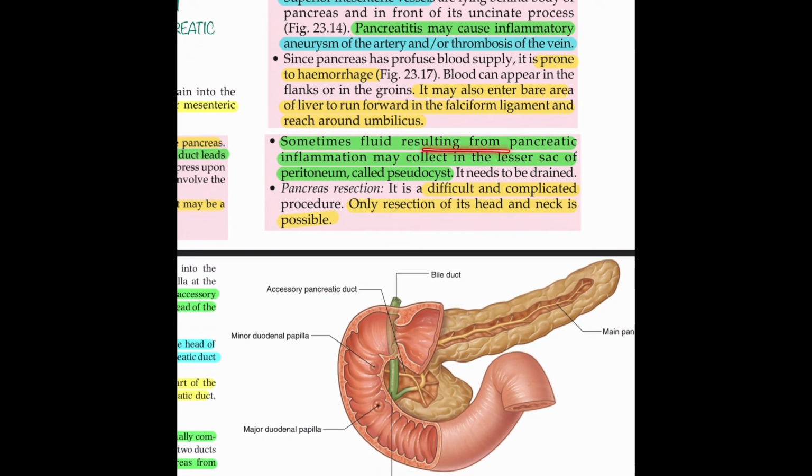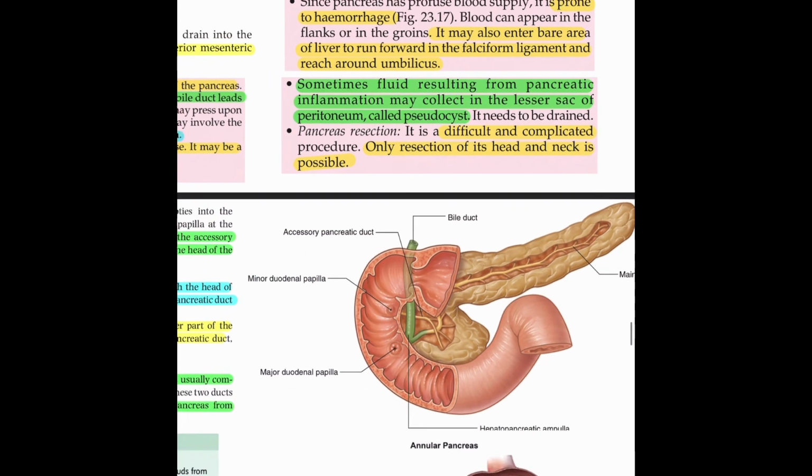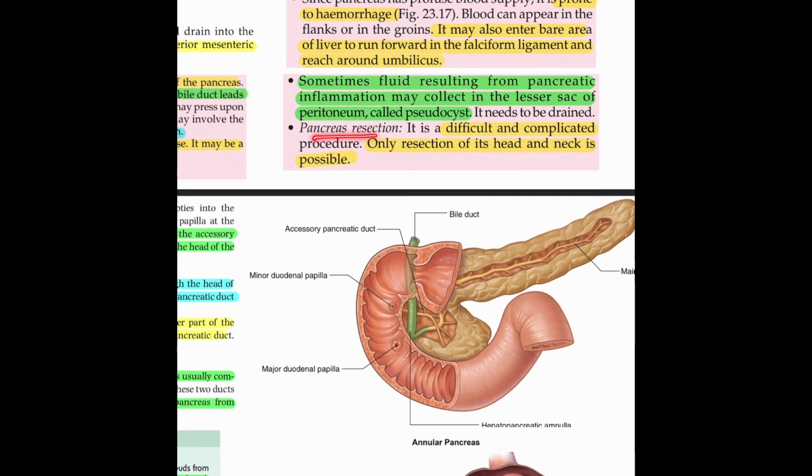Sometimes the fluid resulting from pancreatic inflammation may collect in the lesser sac of the peritoneum, and this condition is known as a pseudocyst, a false cyst. Right. And in pancreatic resection, remember, only section of the head and neck is possible. You can't remove the tail. Why? Because it has a huge quantity of islets of Langerhans.